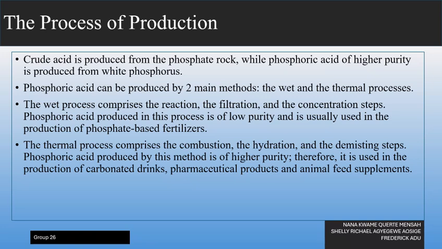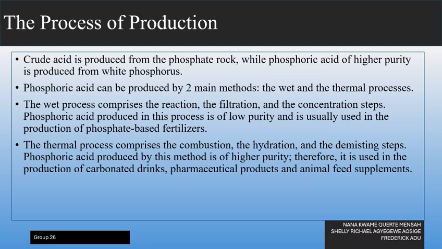Now that we have previewed what phosphoric acid is, let's look at the process by which phosphoric acid can be produced. There are two main methods that are used for the production of phosphoric acid, and these methods are the wet and the thermal processes. The wet process comprises the reaction step, the filtration step, and the concentration step.